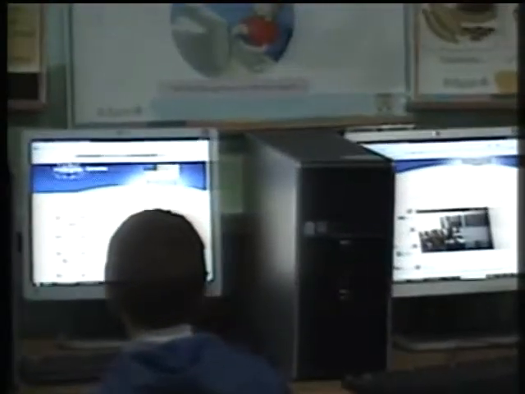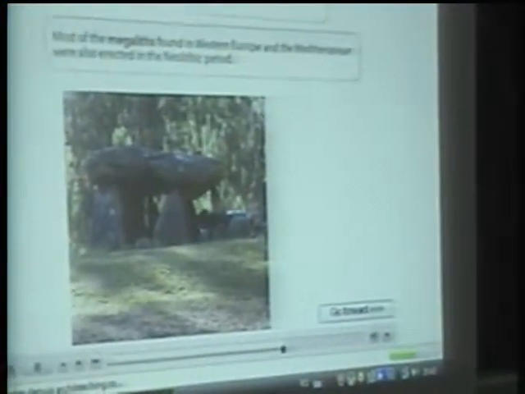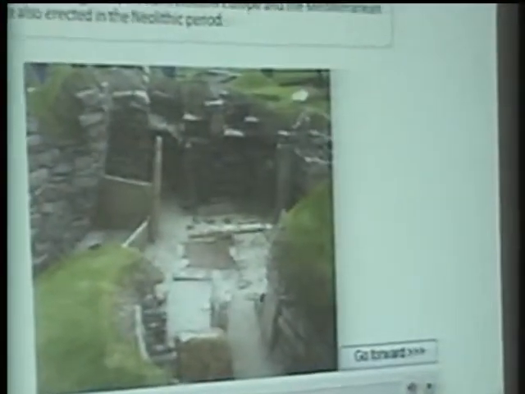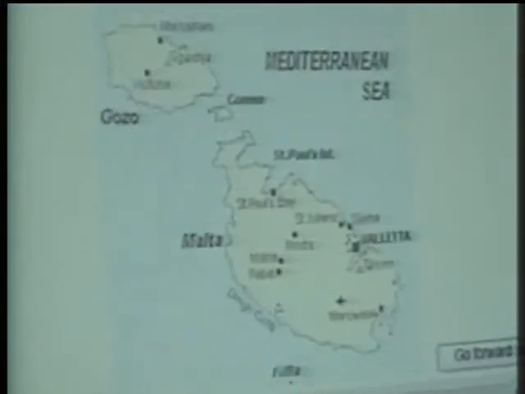Elaborate tombs for the dead were also built. These tombs are particularly numerous in Ireland, where there are many thousand still in existence. Most of the megaliths found in Western Europe and the Mediterranean were also erected in the Neolithic period. The oldest known megalithic temple is Ggantija on Gozo Island.